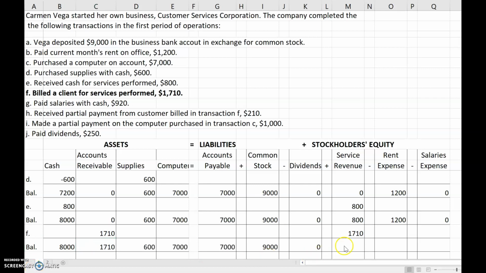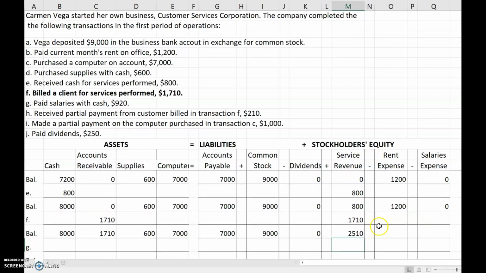Bring down our other balances, and now for service revenue we had 800. We're adding 1710. So 800 plus, click on the 1710, enter. Now we've got 2510 in service revenue. Bring down our rent expense. Bring down our salaries expense of 0.